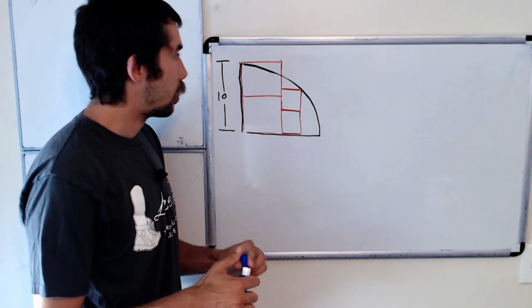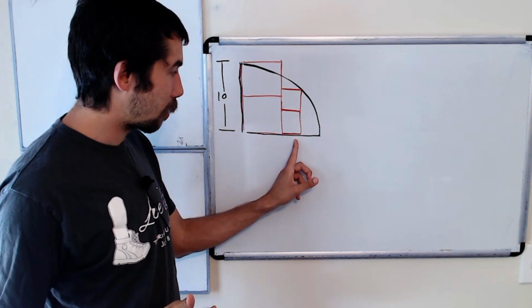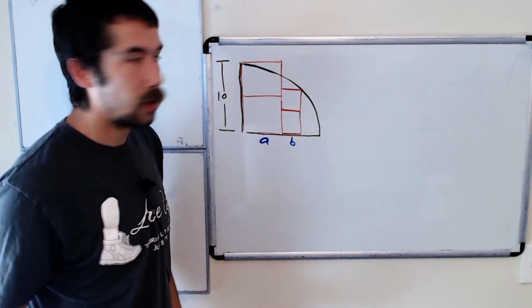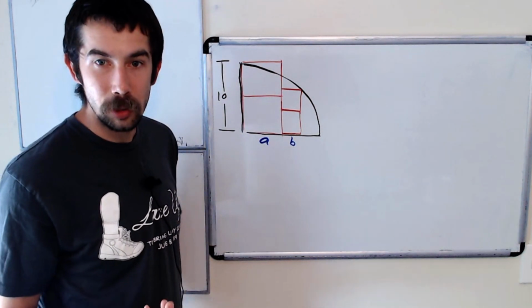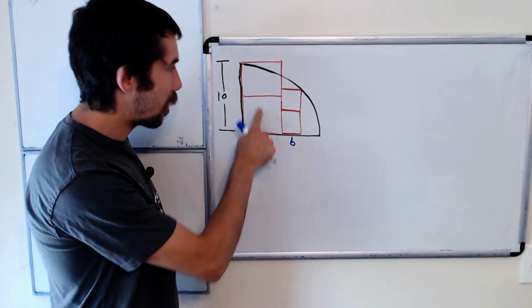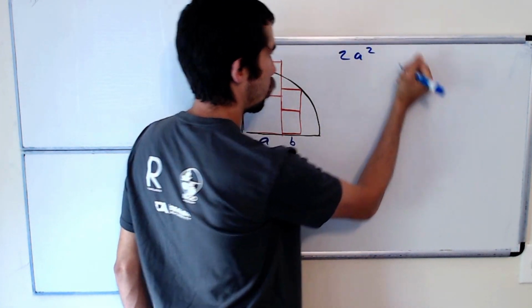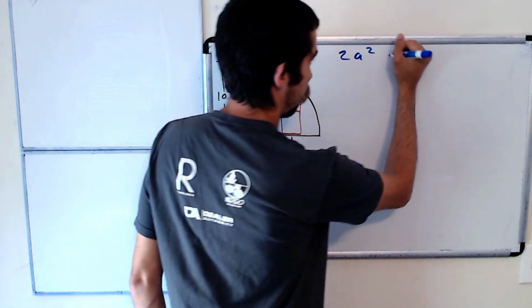Okay. So let's call the length of one of the squares A and the length of the other squares B. And we're trying to find the area inside of these 4 squares. So what are we trying to find? We're trying to find a squared plus a squared. So that's 2a squared plus b squared plus b squared. So plus 2b squared.